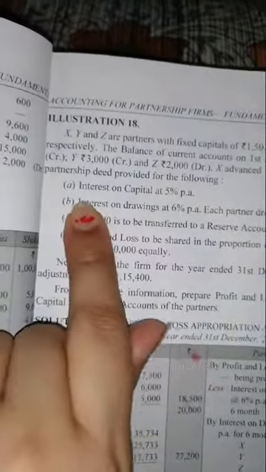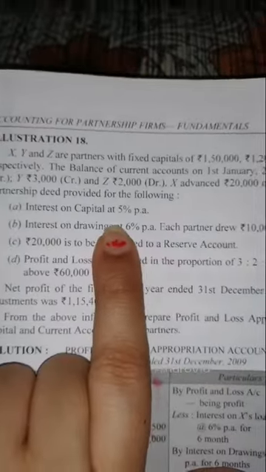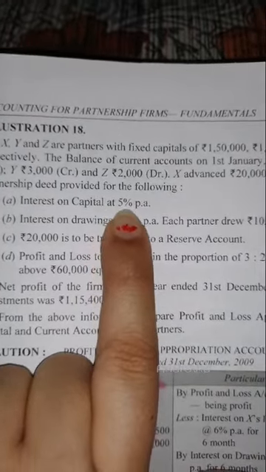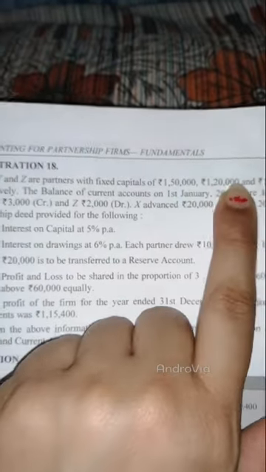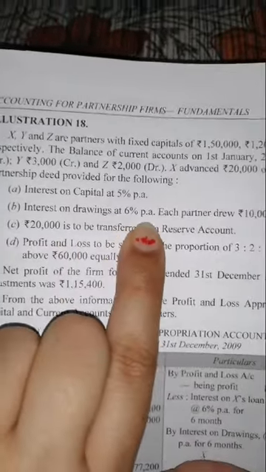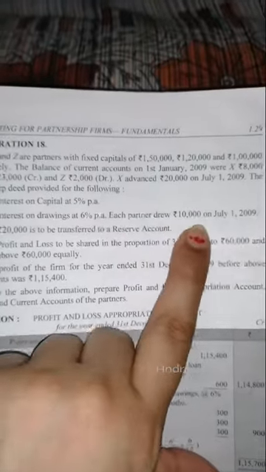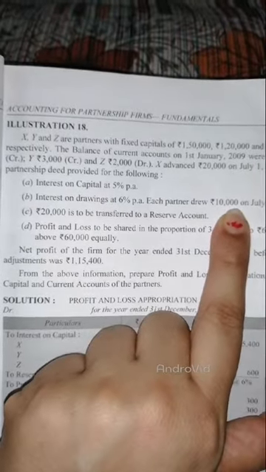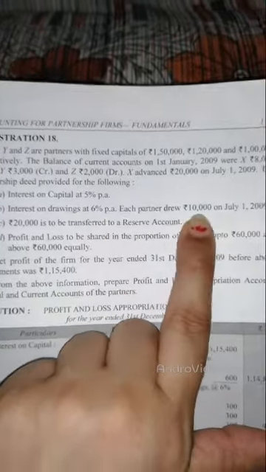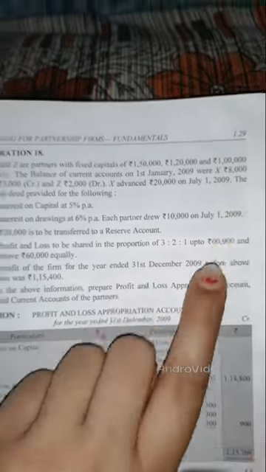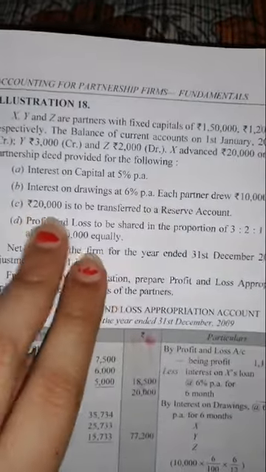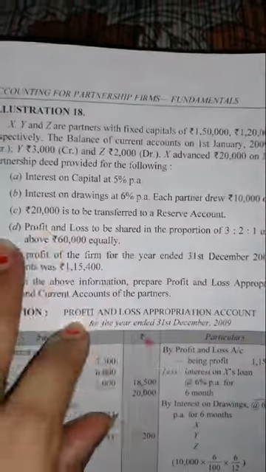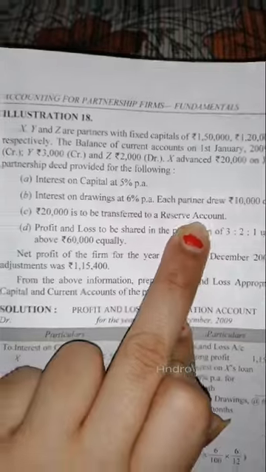Interest on capital is to be given at the rate of 5% per annum. When we calculate the interest on capital, we will calculate on this amount for the whole year. Interest on drawings is at 6% per annum. Each partner drew rupees 10,000 on 1st July 2009, so at 6% we will calculate the interest on their drawings from 1st July 2009. Rupees 20,000 has to be transferred to the reserve account of the partners.